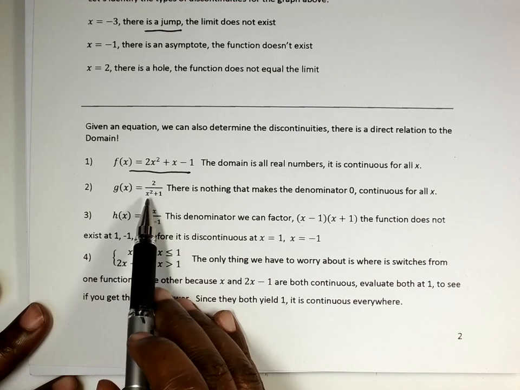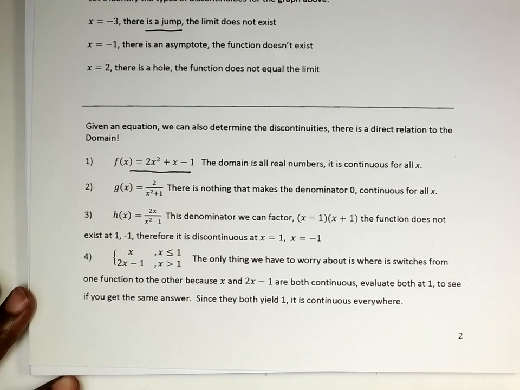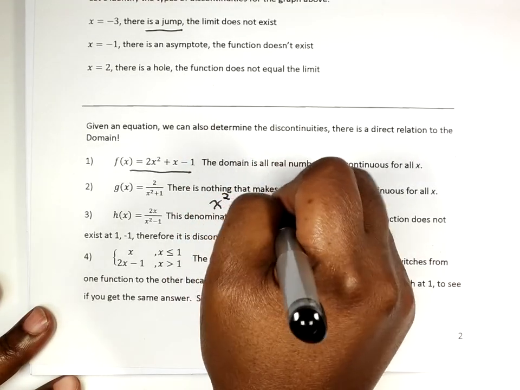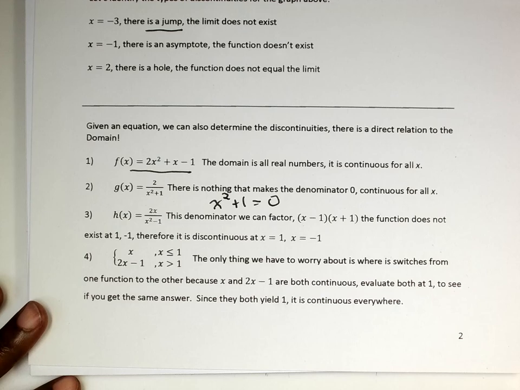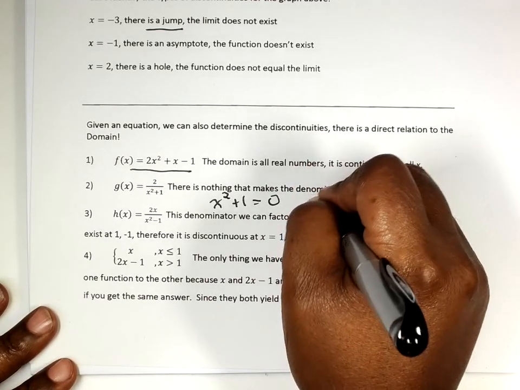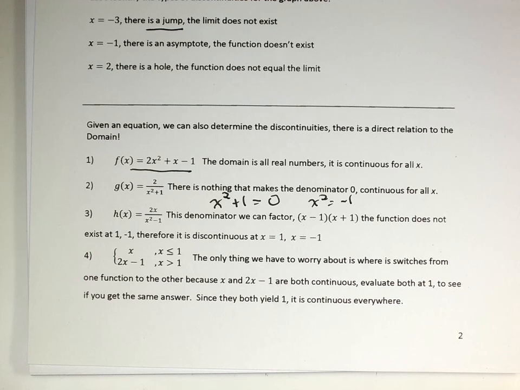The second one, we have 2 over x squared plus 1. So I'd have to worry about the denominator being 0. Well, what can make x squared plus 1 equal 0? It can't. There's nothing that makes that 0. You could subtract the 1 over, and you get x squared equals negative 1, which doesn't work, because when you take the square root, you get imaginary. So there's nothing that actually makes that thing 0. Therefore, it's continuous for all x.